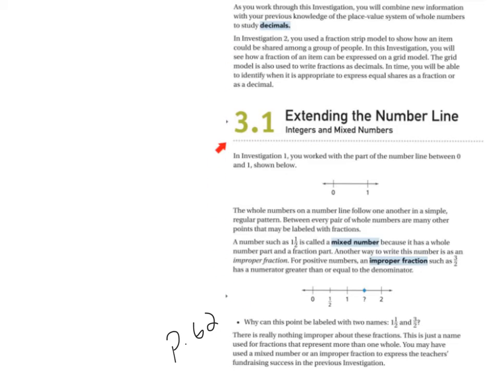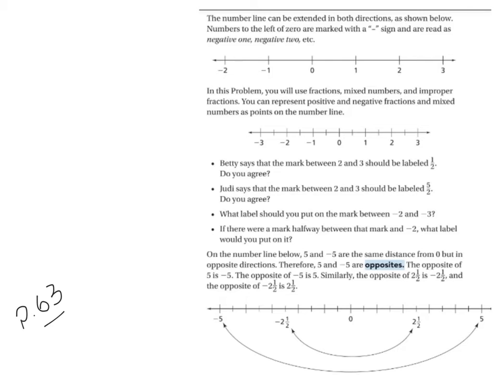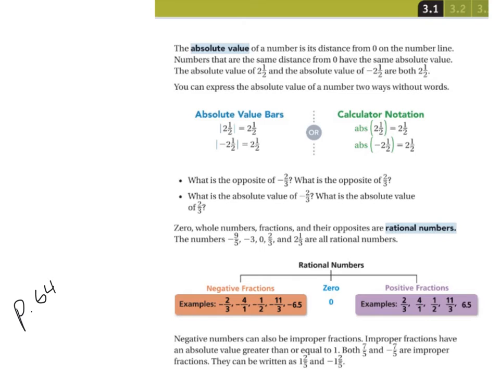you will read about extending the number line, making sure you understand what a mixed number and an improper fraction are. For problem on page 63, it goes into opposites. And here's an example. The opposite of 2.5 is -2.5. The opposite of 5 is -5. So opposites are just on the other side of 0. And they work with decimals, fractions, mixed numbers, and improper fractions.